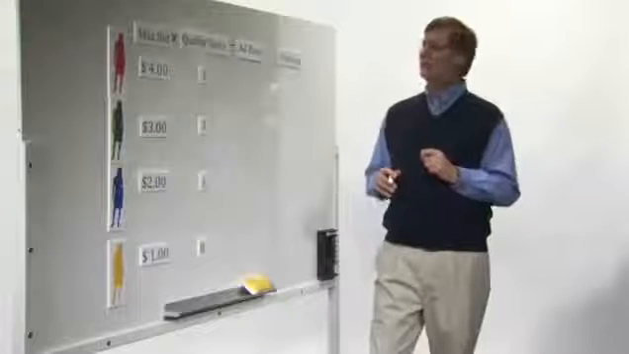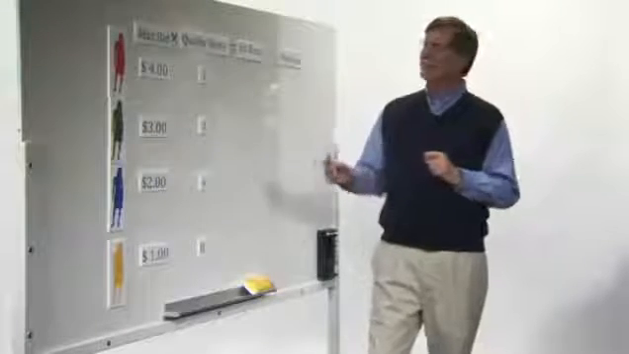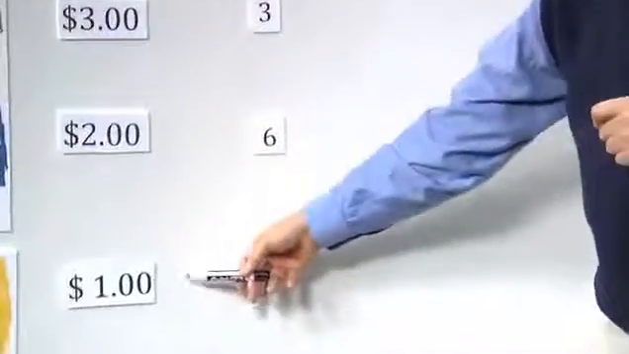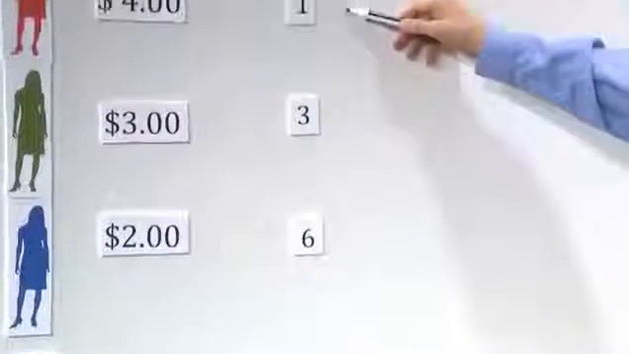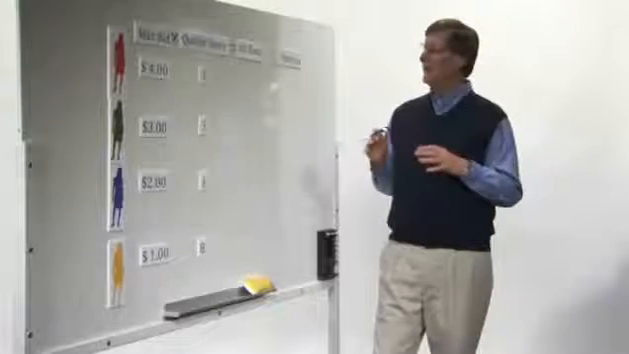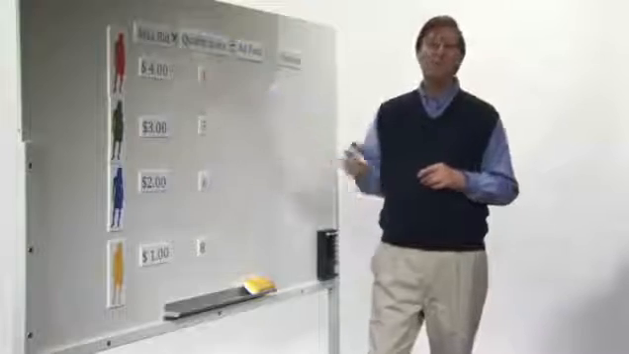So in this particular example, I've got four advertisers. They're bidding 4, 3, 2, and 1. And the ads have different quality. In this case, it's a quality of 1, 3, 6, and 8. So to determine the ad rank, we just multiply those two numbers together.